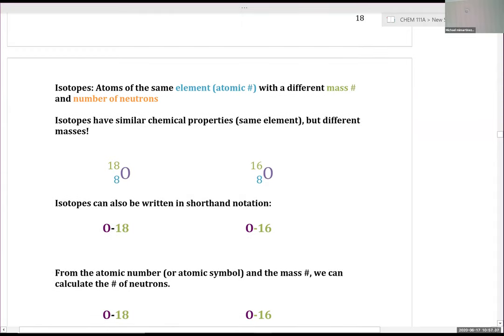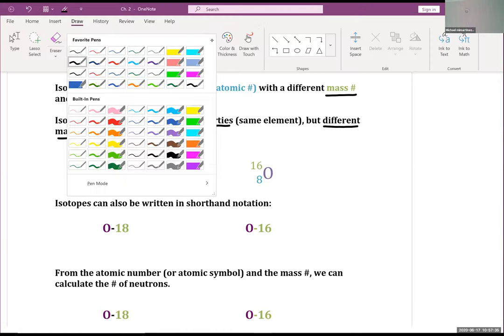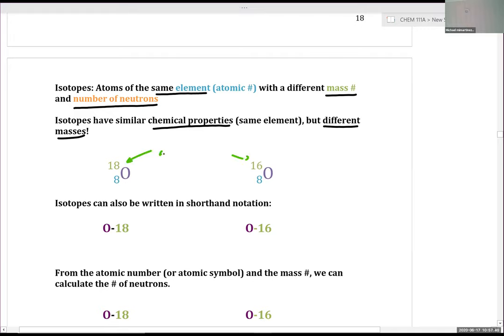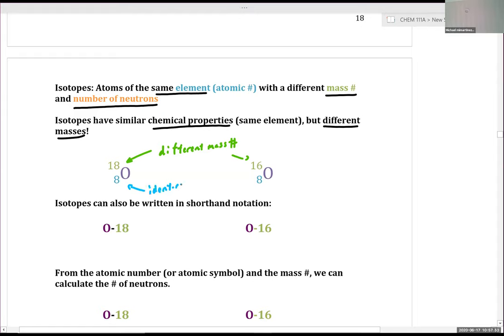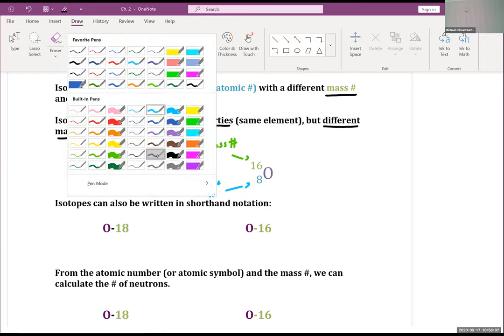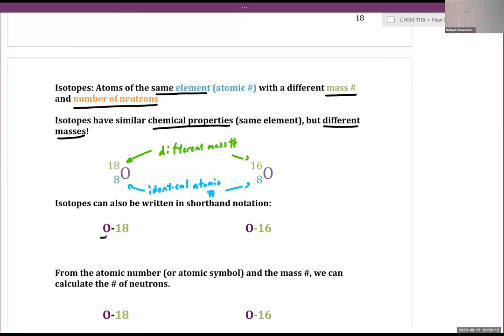So isotopes are atoms of the same element with a different mass number and a different number of neutrons. So isotopes, as they're the same element, will have the same chemical properties, but different masses. So an example of two isotopes would be oxygen 18 and oxygen 16. As we can see very clearly, we have two different mass numbers, while in contrast, we have an identical atomic number. If you like, you can also write isotopes in shorthand notation. So we write our symbol followed by our mass number.